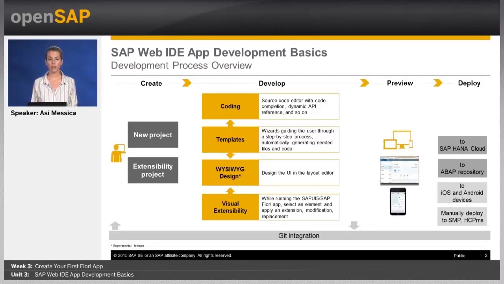So first we create the project, either a new project or an extensibility project. The next phase is the development. For development, we provide different capabilities. The first one, of course, is coding. As we said, the SAP Web IDE is intended for both professional developers and rapid developers.